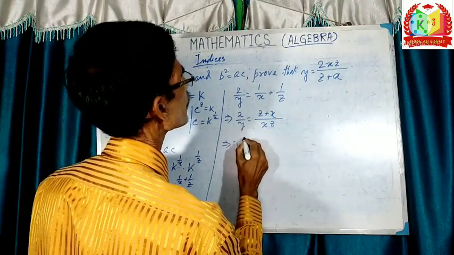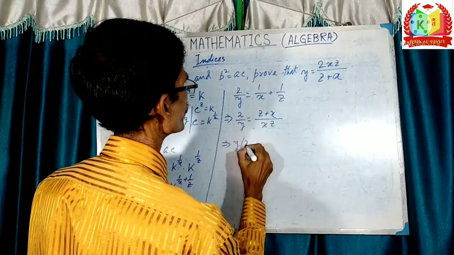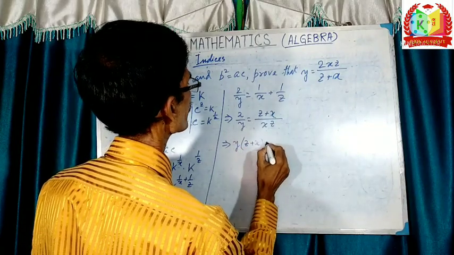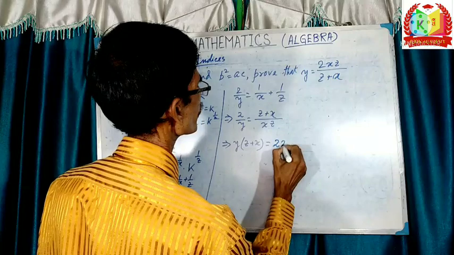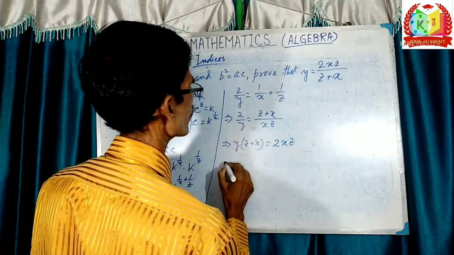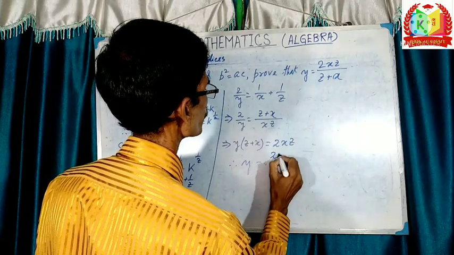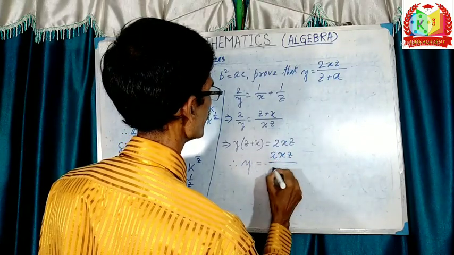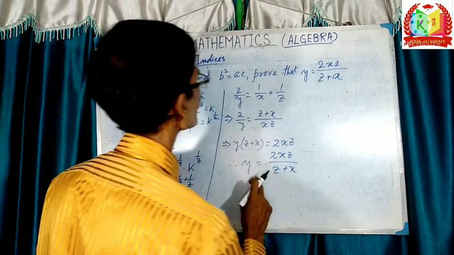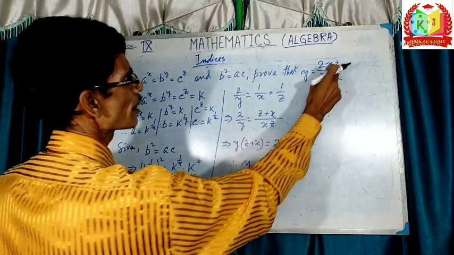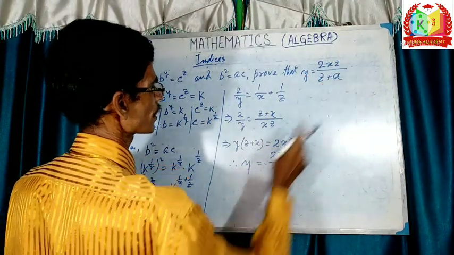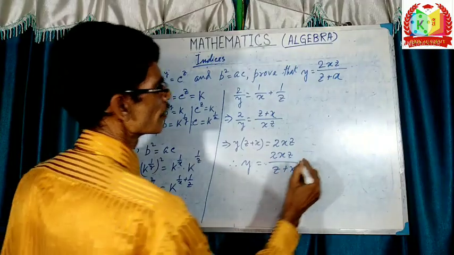y into z plus x equal to 2xz. Therefore, y equal to 2xz by z plus x. Prove that y equal to 2xz by z plus x. Here it is proved.